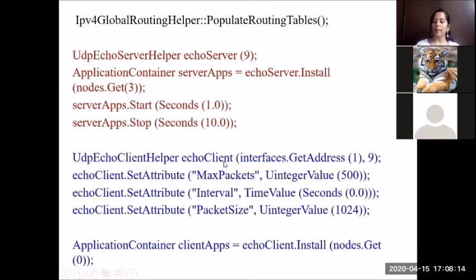Echo client is the name of the object. And where am I going to install this echo client application? I'll put it on the first interface of node 1. Or when I say get address of 1, it will get me the first interface of node 0. So node 0 acts like the client, node 3 acts like the server. So the first one is the client, the last one is the server.